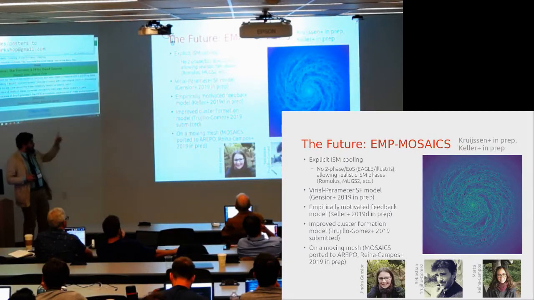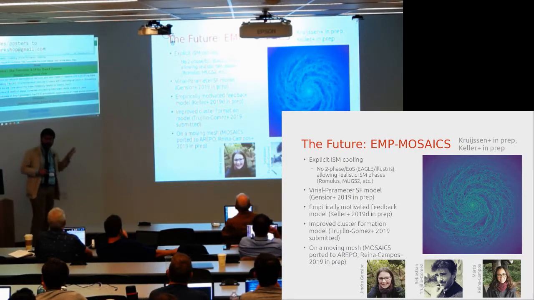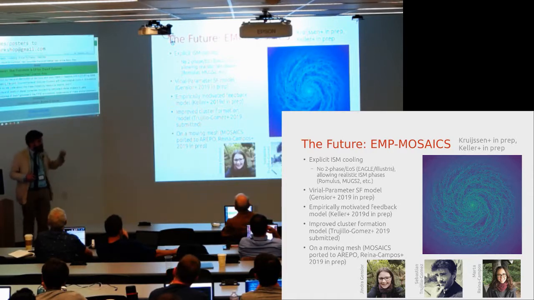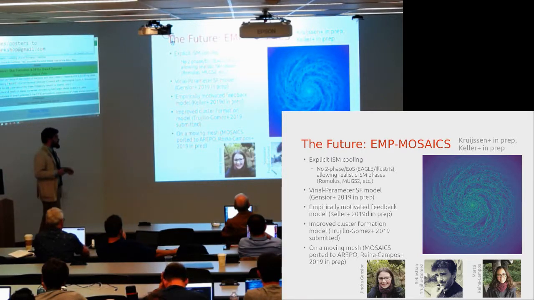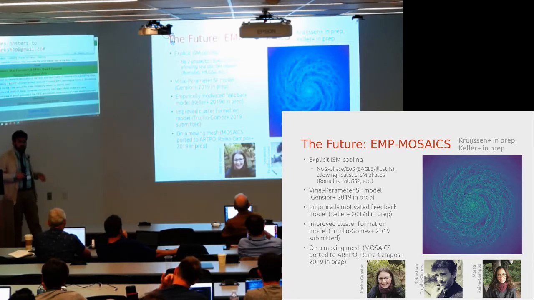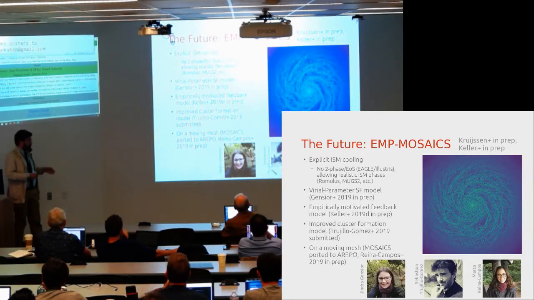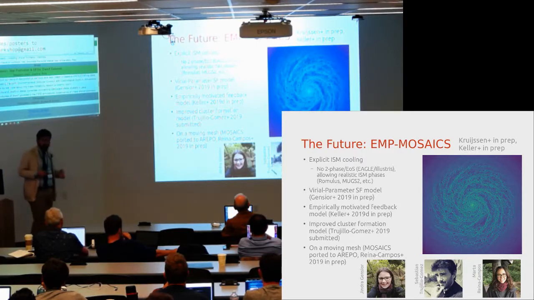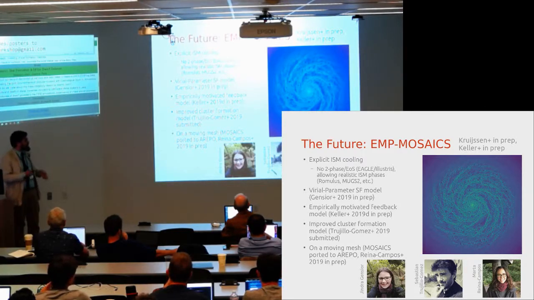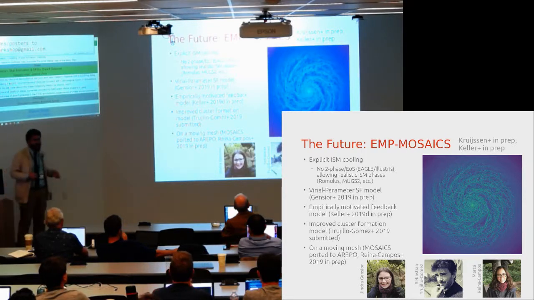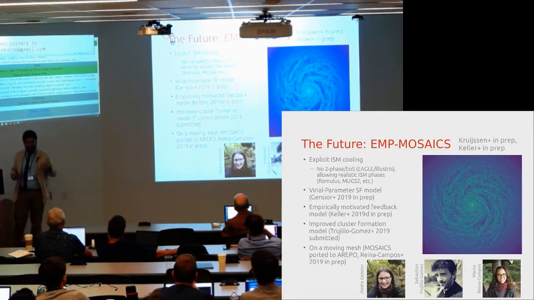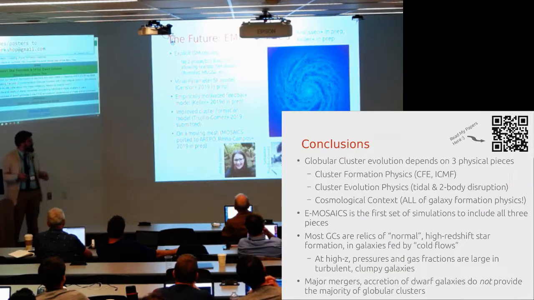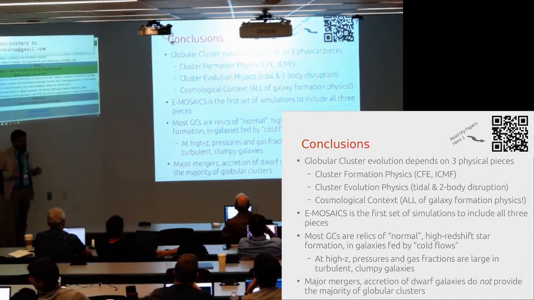Now, I'll just quickly point out that there are well-known problems with the E-MOSAICS simulations, which use the EAGLE simulations, and we're now working on a next step to include explicit ISM cooling, a new model for star formation and feedback, as well as an improved cluster formation model, based on the work of a couple of grad students and another postdoc working with me in Heidelberg. And this EMP, or empirically motivated physics, version of the simulations should be ready in the first generation in the next year or two. I'll leave my conclusions there. Thank you.